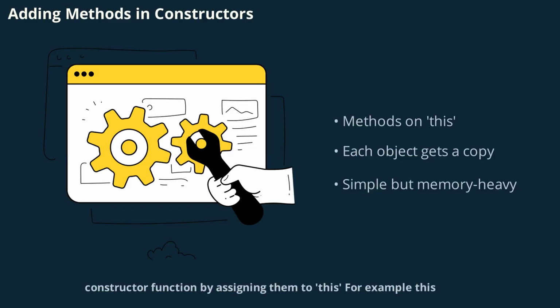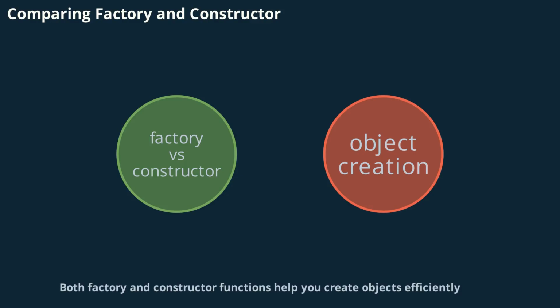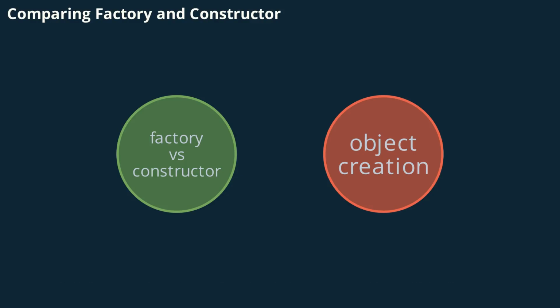For example, this.greet = function() { return "Hello, I am " + this.name; }. Each object created with the constructor will have its own copy of the method. This is simple, but if you create many objects, each will have its own version of the method, which can use more memory. Both factory and constructor functions help you create objects efficiently, but they have some differences.